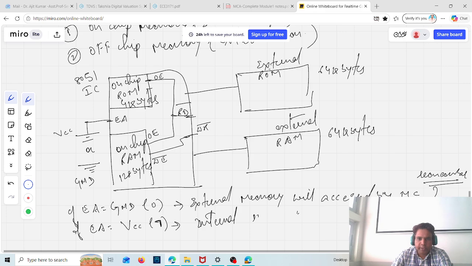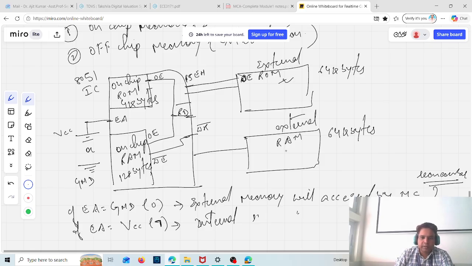But there is one more thing: when the microcontroller is going to read something from this external memory, then we have another pin here which is called PSEN, program store enable. This PSEN is connected with this OE pin. The OE pin is the output enable of your external ROM, so the OE pin of your external ROM is connected with the PSEN pin, and then the read operation can be performed with the external ROM.